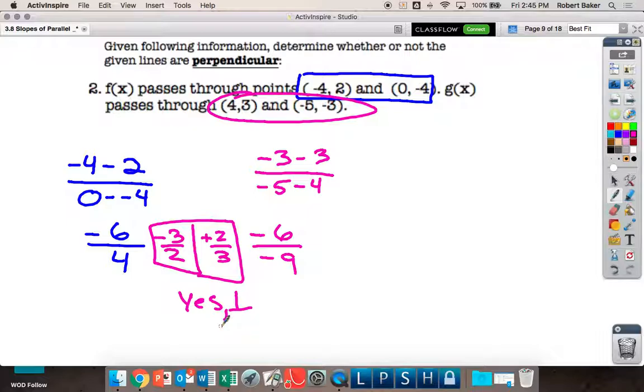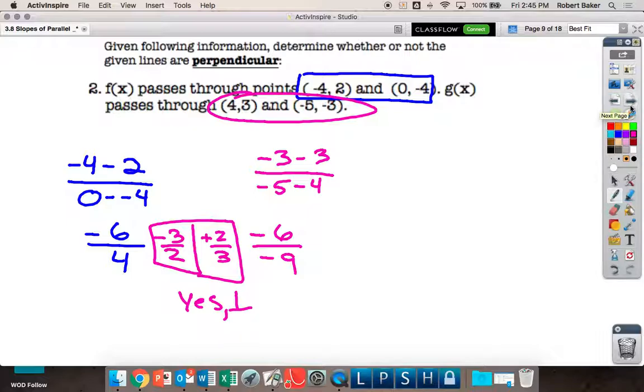All right, so let's get to what you might see on your test type questions. The first one is kind of lame. The second one is probably one of my favorite questions in this entire unit. Ready? No, it's just my favorite question.